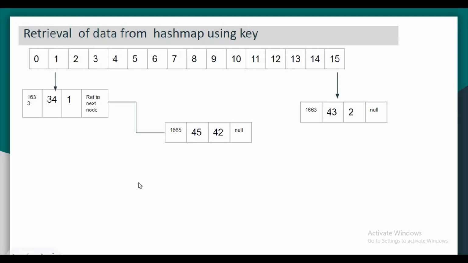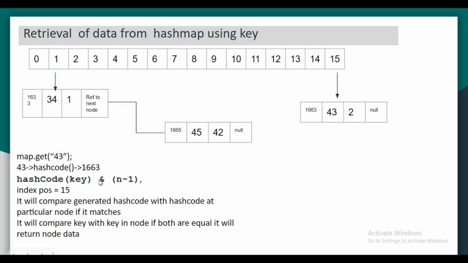Now I will explain with an example how we will retrieve the data. If you observe, in this HashMap I have some nodes, right? From these nodes, I want to get the data of key 43. First, a hash code will be generated. Based on the hash code, using this formula, the index position will be generated. Now Java will compare the hash code generated for our given key with the hash code at the node at a particular position.